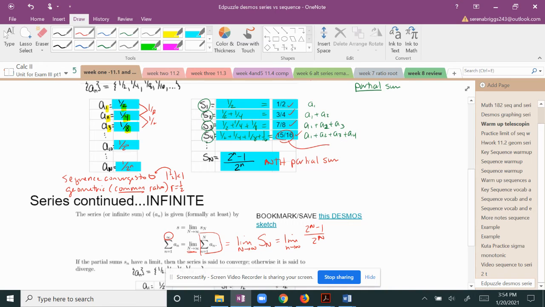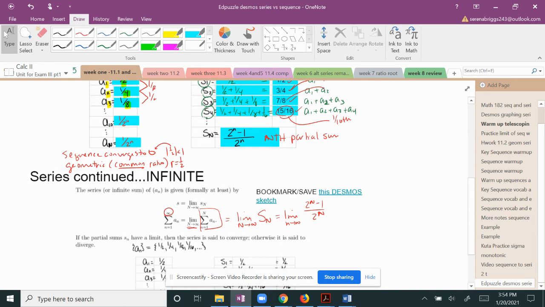15/16 is only a 16th away from 1. 7/8 is 1/8 away from 1. 3/4 is 1/4 away from 1. So because this is only 1/16 away from 1, I think that this limit is approaching 1.